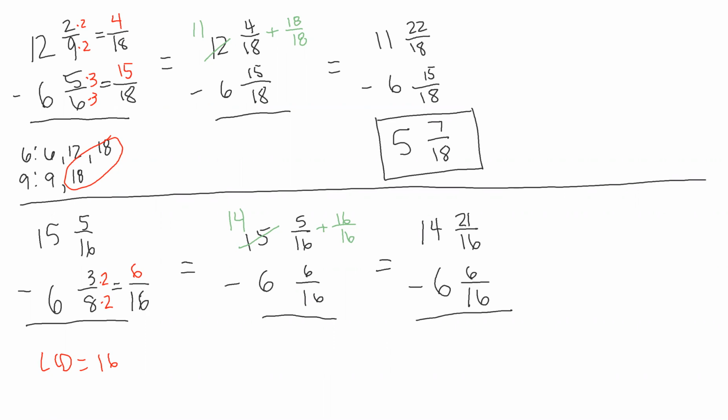Well, 21 minus 6 is 15. 14 minus 6 is 8. 15 and 16 have no common factors, so we are done. Not bad. Let's do one, maybe 2 more.